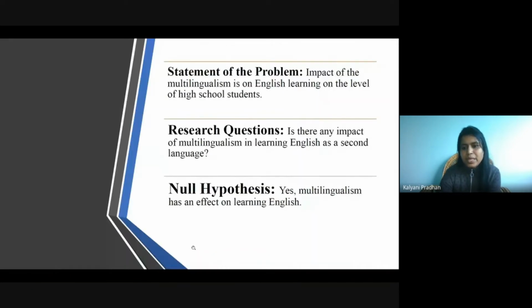Statement of the problem: the impact of multilingualism on English learning at the level of high school students. The research question for this paper is: is there any impact of multilingualism in learning English as a second or third language in Western Odisha? The null hypothesis is: yes, multilingualism has an effect on learning English.